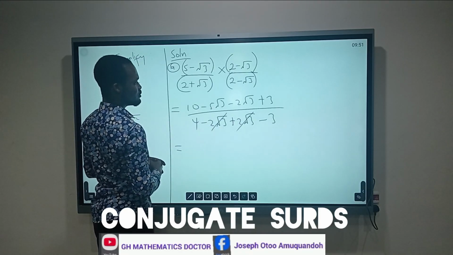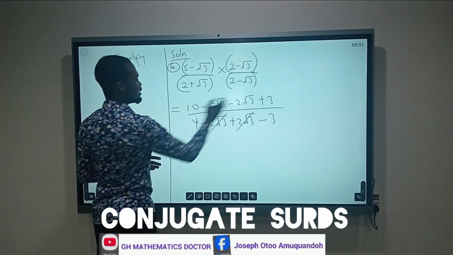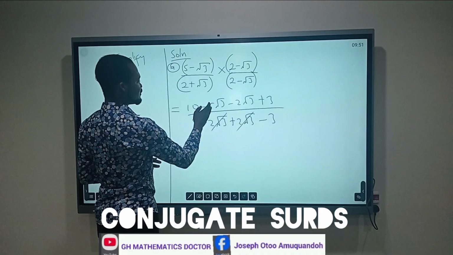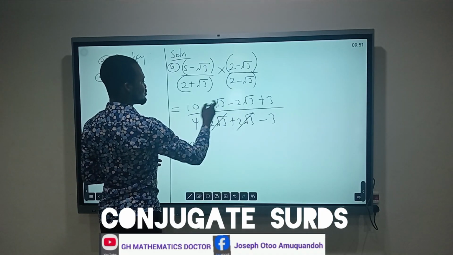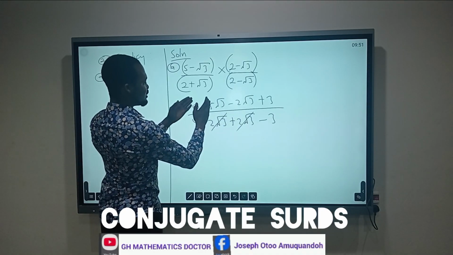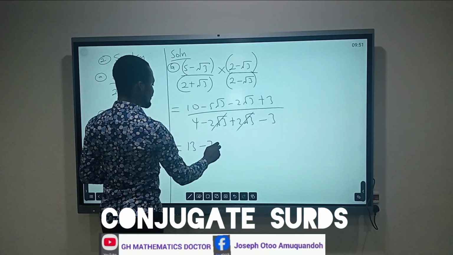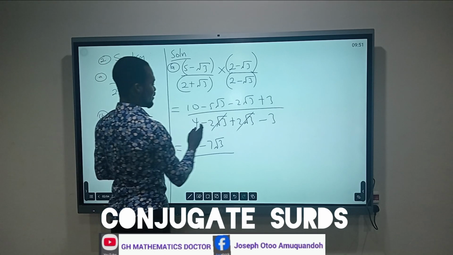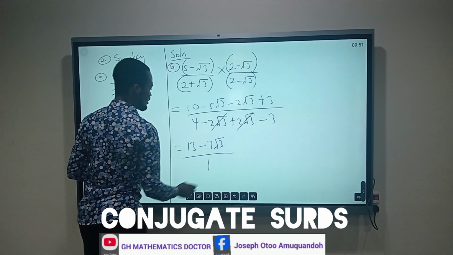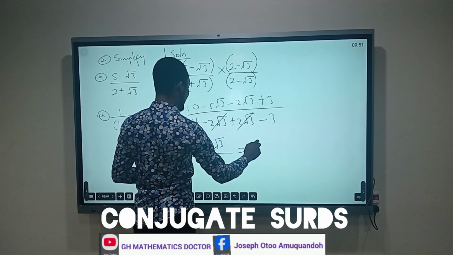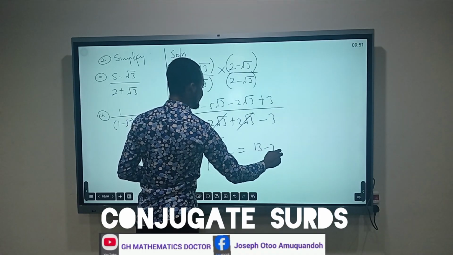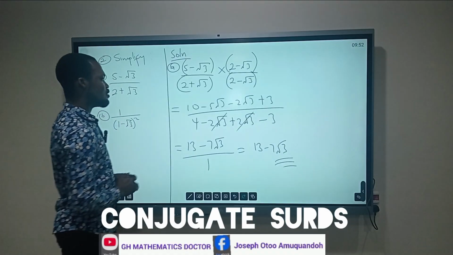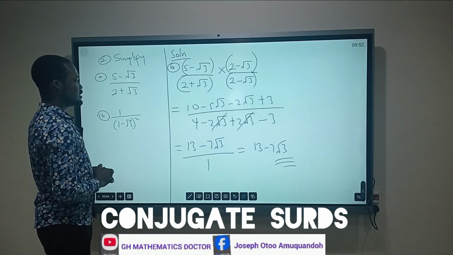Then we need to simplify the numerator. That is 10 plus 3, which will give you 13. Then negative 5, the coefficient here, and we need to subtract these two terms, putting them together. That is negative 7 root 3. Over the denominator, 4 minus 3 gives you 1, and that will be the final result. You find the conjugate. Let's look at this second question.